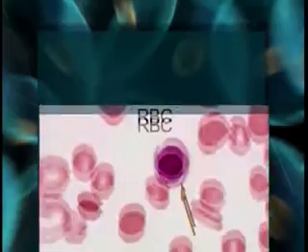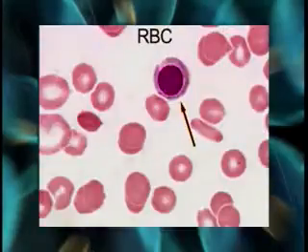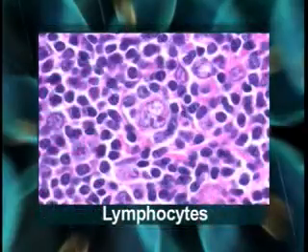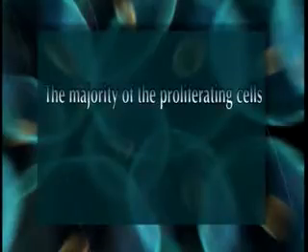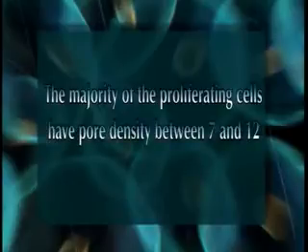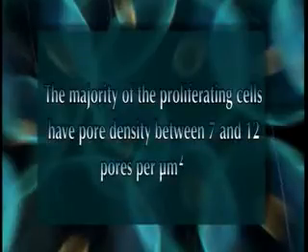The density is low in slowly metabolizing cells and in other cells during relatively inactive phases of their cell cycles. In the nucleated red blood cells and lymphocytes, which are highly differentiated but metabolically inactive and non-proliferating cells, pore densities as low as approximately 3 pores per micrometer square are found. The majority of the proliferating cells have pore density between 7 and 12 pores per micrometer square.